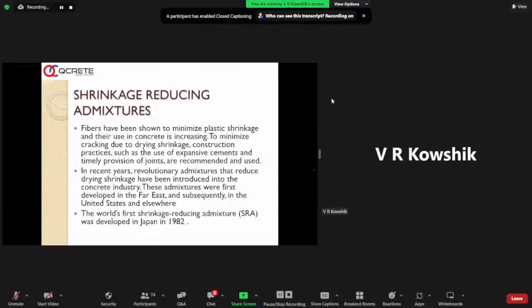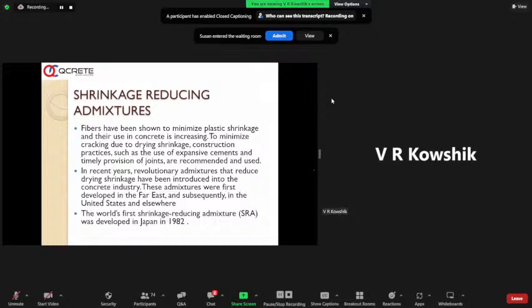One of the good things that have happened, even though the shrinkage reducing admixtures came into existence long back in Japan, 1982, they were not very popular everywhere. Many of the customers I had seen in countries actually. So in recent years, these admixtures which have the capacity to reduce drying shrinkage have been introduced in many industries, including precast pre-stressed concrete industries, and especially popular in United States and elsewhere.